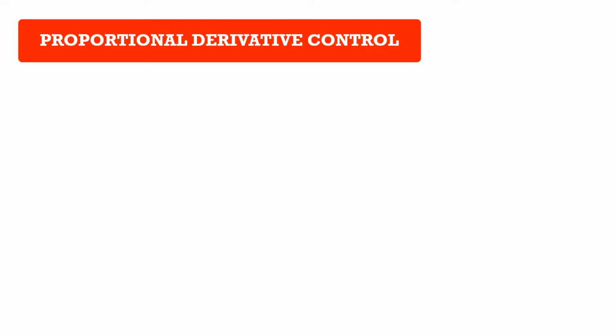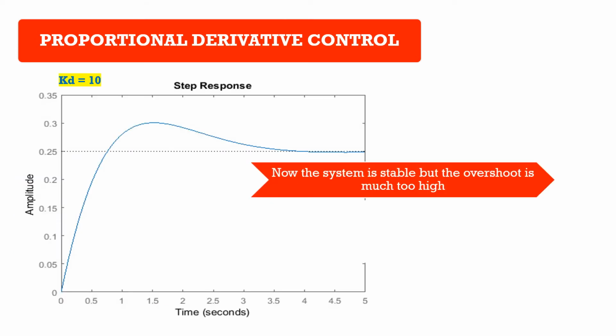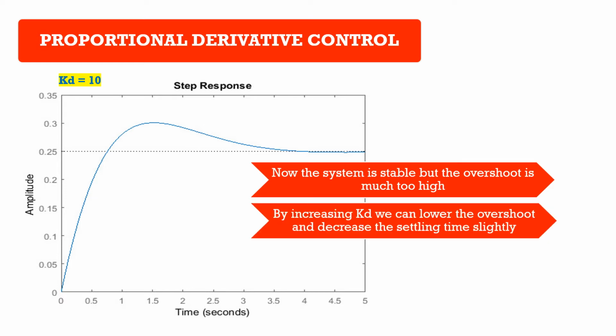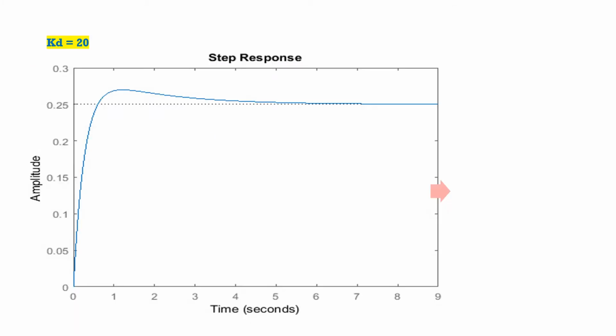Then we talk about proportional derivative control. Now we will add a derivative term to the controller. Copy the following lines of code to your M file and run it to view the system's response to this control method. Your plot should be similar to the following. Now the system is stable but the overshoot is much too high and the settling time needs to come down a bit. From the PID sections, we understand that by increasing Kd, we can lower the overshoot and decrease the settling time slightly. Therefore, make Kd equal to 20 in your M file and run it again. You should get the output like this.